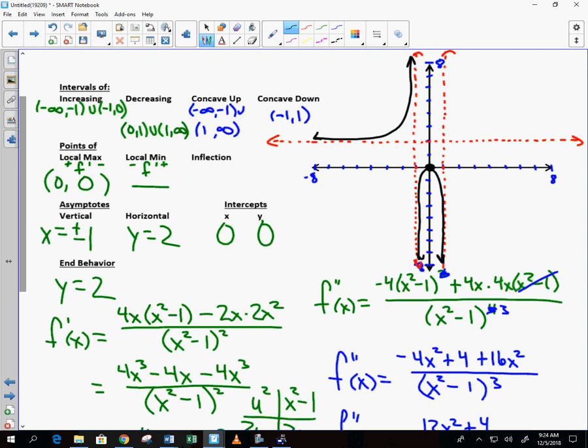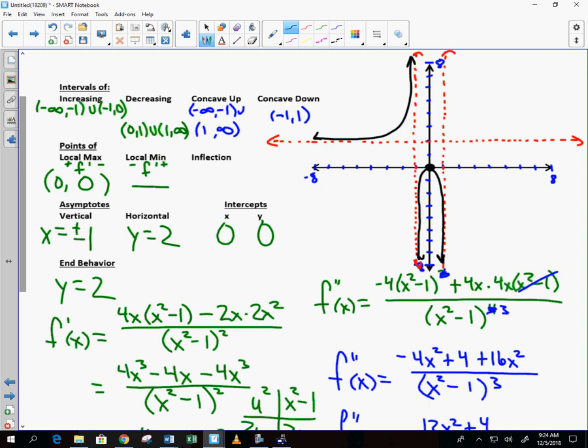From negative 1 to 0, it's on its way up. Then from 0 to 1, it's on its way down. Increasing, decreasing, concave down the entire time. Those are the two pieces.